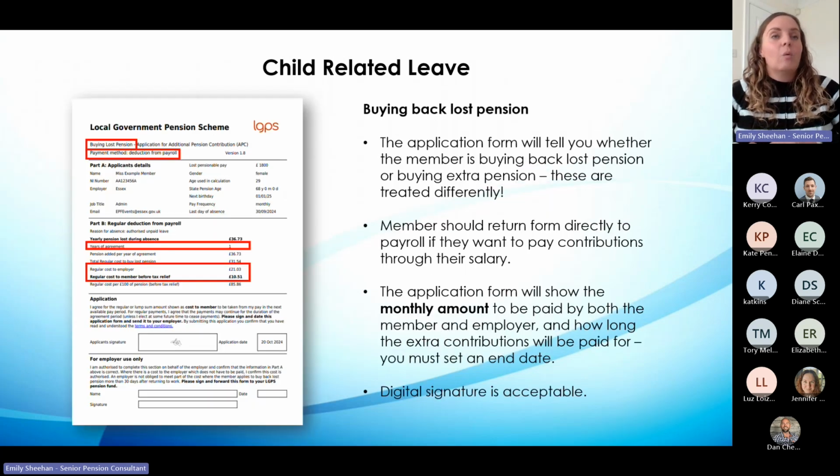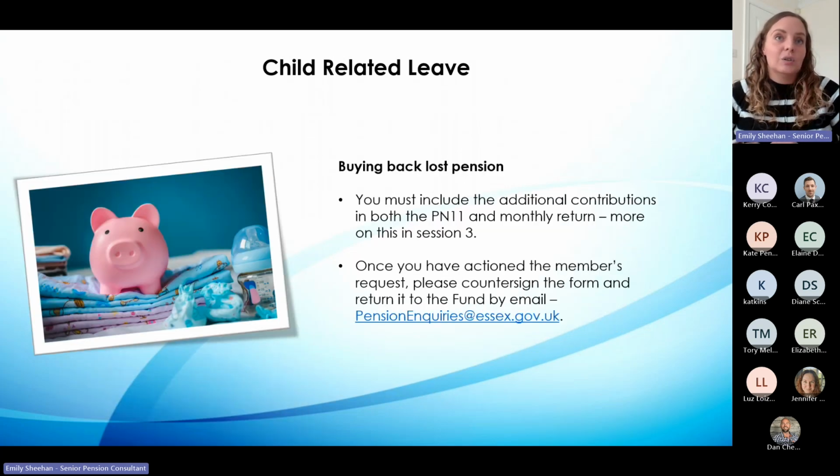So the form, once they've filled in all their details of their name, date of birth, how much lost pensionable pay, that sort of thing, it will bring up this application form. They can see here how much pension they've lost from that lost pensionable pay and how much it's going to cost them to buy that back. If they're happy with that and they want to proceed, they just digitally sign the box, and then they need to send that to you guys.